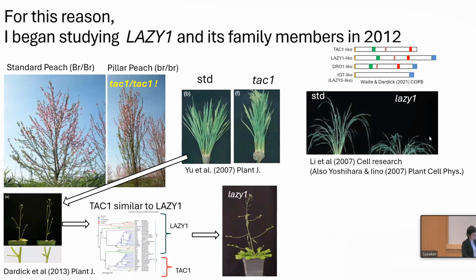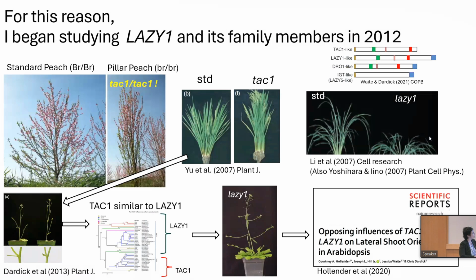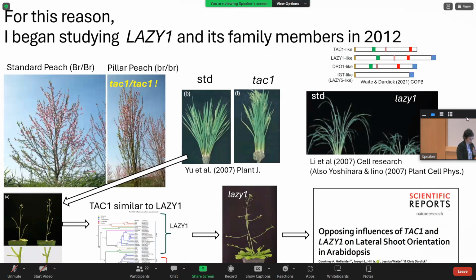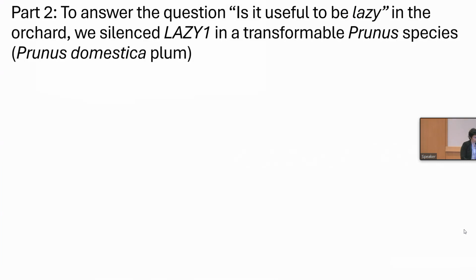So I began studying LAZY in Arabidopsis back in 2012, 2013, and in between I did a lot of tree stuff. So it took a while to get a paper coming out that connected the 2 genes, but I am sort of working on the integration of these 2 with light and gravity to help the tree fruit industry. So part 2, is it useful to be lazy in the orchard? So LAZY, the Arabidopsis version, you see has a nice wide angle phenotype, and that's something that could really assist with planar fruiting wall systems.